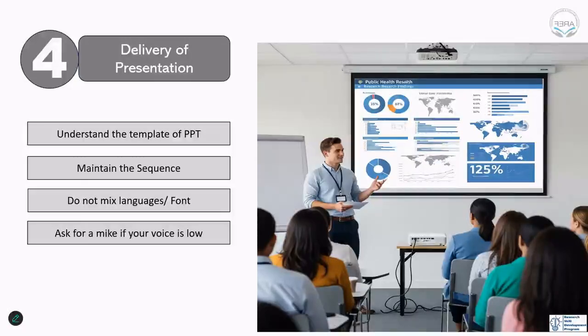Then ask for a mic if your voice is low. Do not ever hesitate. I cannot speak very high. If there is a mic, I'll be happy to use it. Please ask for it. If you want a presenter or a highlighter, please ask if you can get one. Or, if it is something you can manage by yourself, please keep it handy with you. Please carry it with you instead of asking. A mic you cannot carry, because that is something which will be arranged by the organizers, so that you can ask for. So this is the fourth point of preparing your presentation.